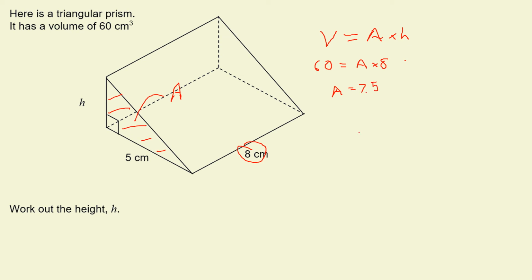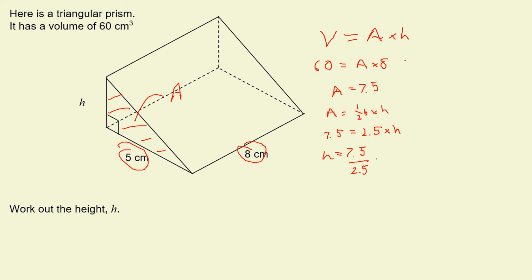But how do I get the area of a triangle? The area of a triangle is half the base times the height. So I know that 7.5 is half of the base. The base is 5. Half of the base is 2.5 times the height. So if I now just divide by 2.5, I've got the height. Another way of thinking about this, if that seems a bit tricky, I'll just come to it in a second. But if I do that division, I get 3.